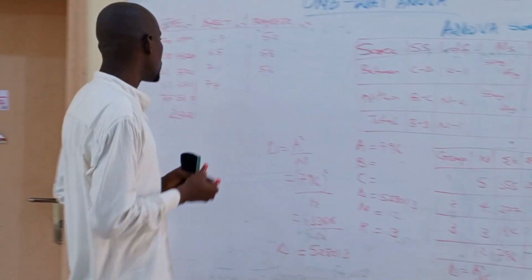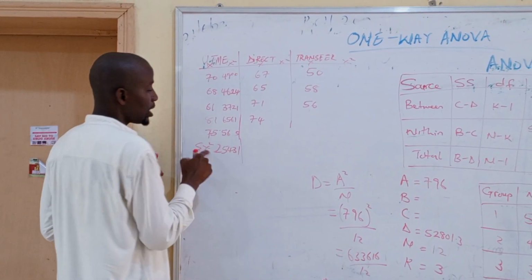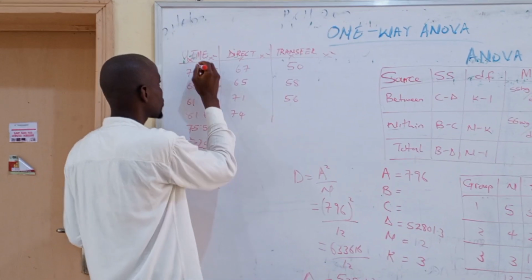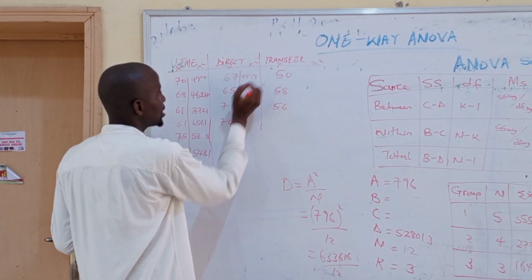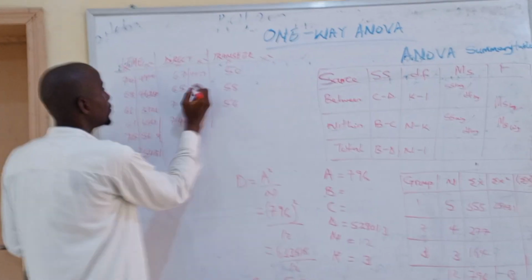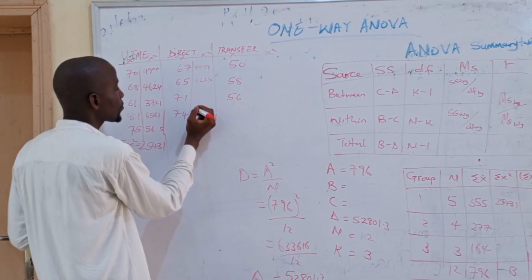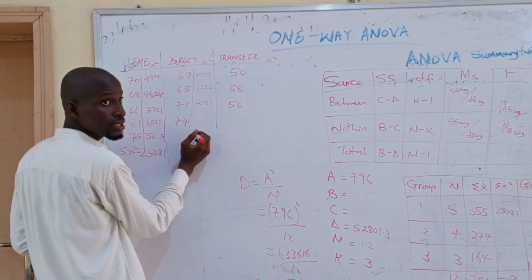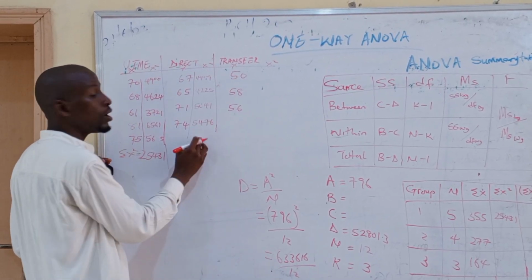So for UTME's group, which is group 1, we have 25431. This is our summation s square for group 1. For the other group, 67 square will give us what? 4489. 65 square will give us 4225. 71 square will give us 5041. 74 square will give us 5476.